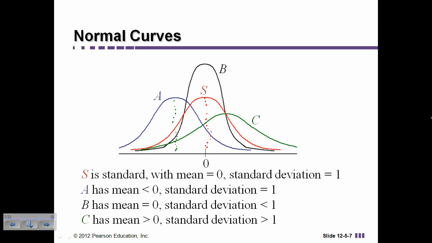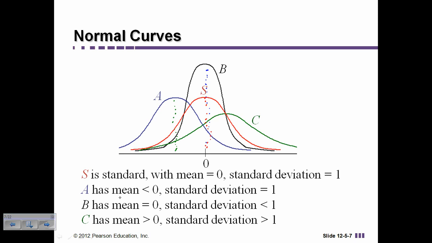B has the same mean as S. Here's our mean coming right up through the middle for B, but you'll notice that the data is less spread out. The standard deviation is less than 1, so it has a smaller deviation from the mean. And for C, the mean is greater than 0, so it's over here, shifted to the right, and the standard deviation is greater than 1, so again, this data is more spread out.